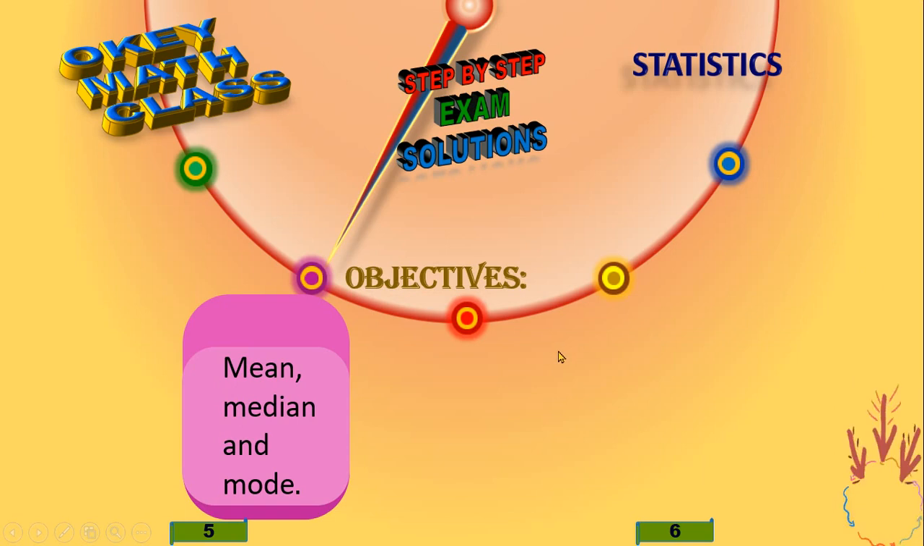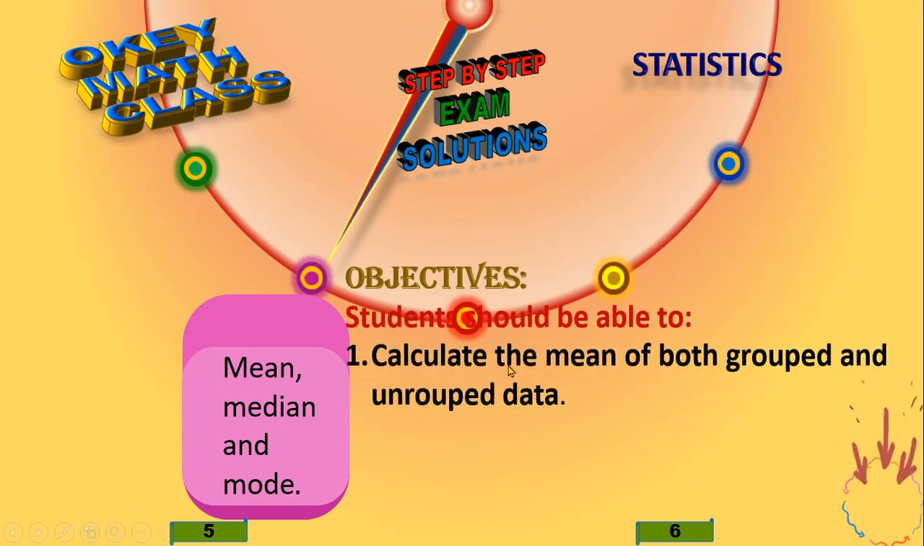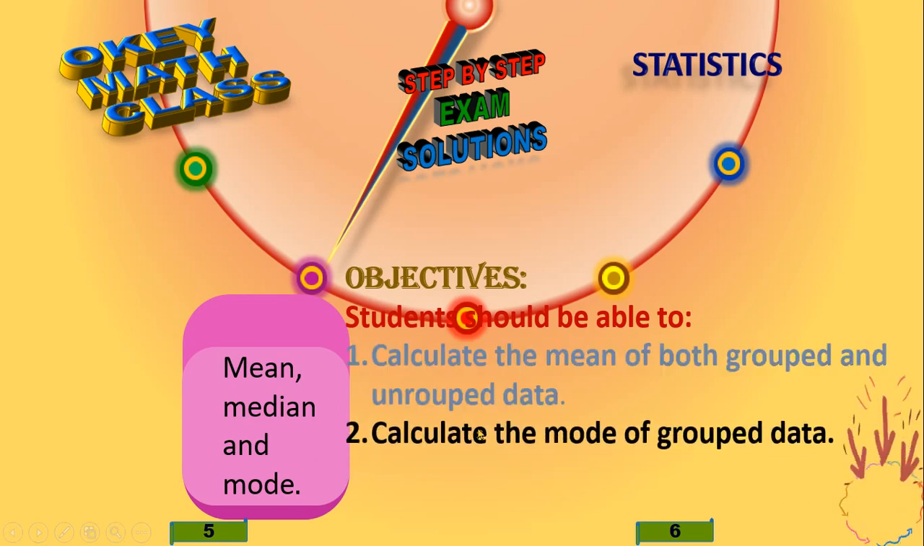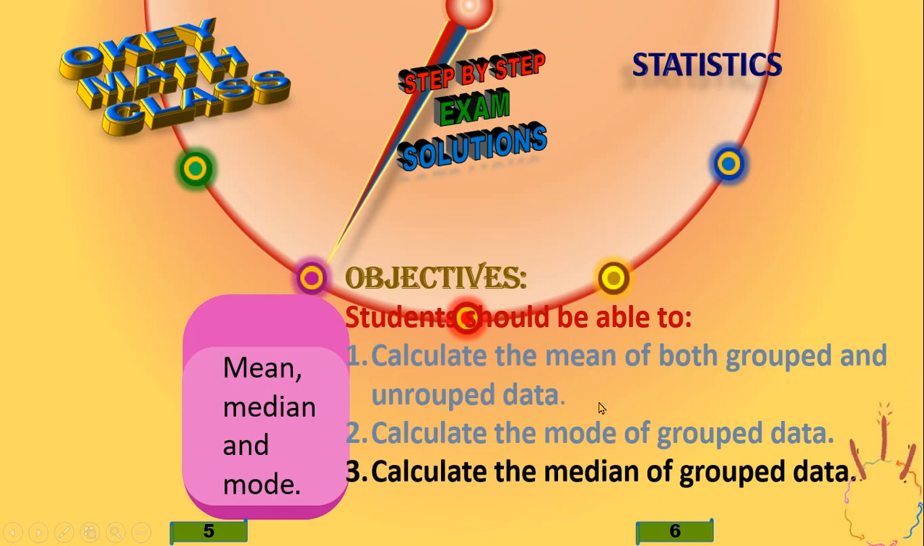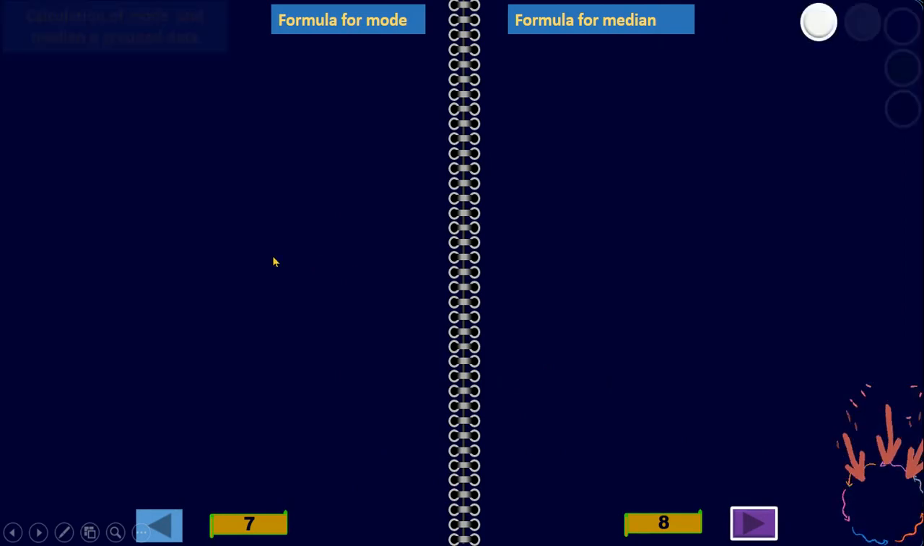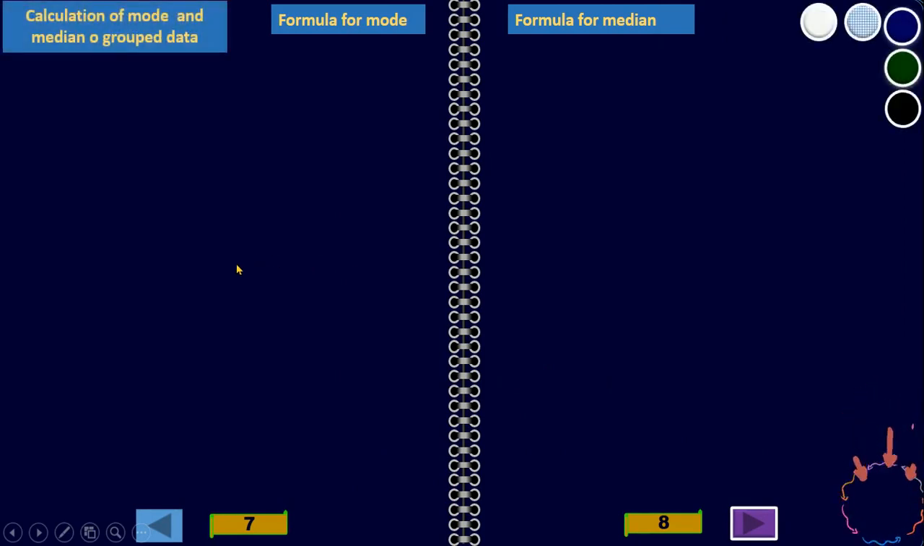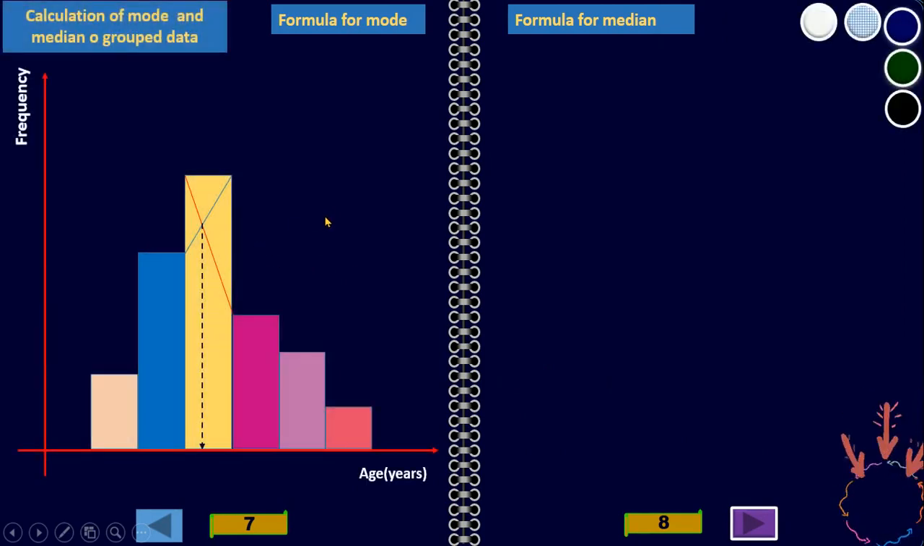Our objectives are: number 1, to calculate the mean of both grouped and ungrouped data; to calculate the mode of group data; to calculate the median of group data. To do these calculations, we need to explain the formulas.